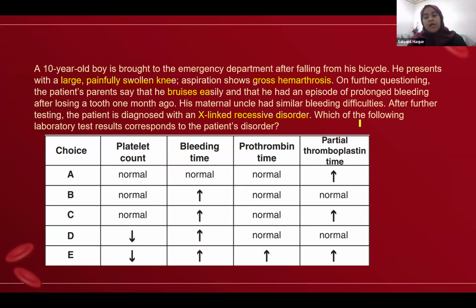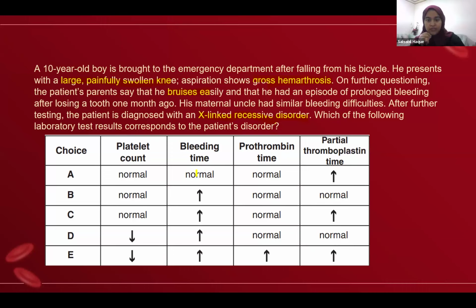Hemophilia. Yep. So platelet count in hemophilia is normal. Bleeding time, again, is normal. Bleeding time is prolonged in primary platelet or primary hemostatic disorders, in which platelet plug formation is defective, right? So let's say von Willebrand disease, Glanzmann thrombasthenia, Bernard-Soulier syndrome. That's when you will see increased bleeding time.